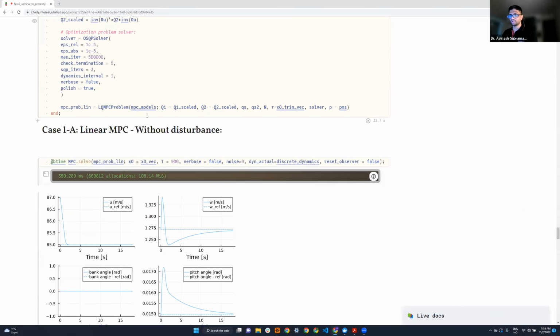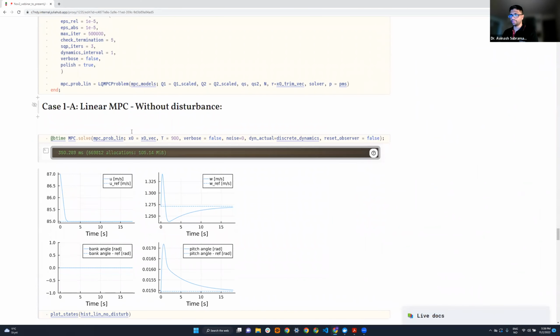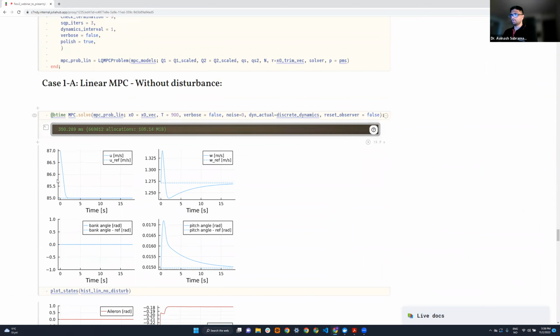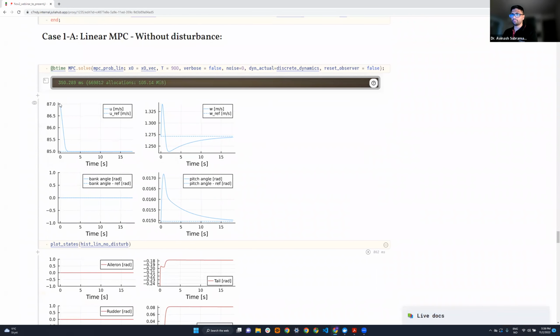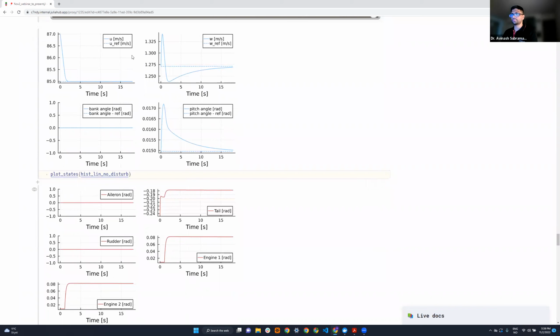So in the first case, if we look at without disturbance, here from the initial state at about 87 meters per second, the trim state is presented here. So we see that we are able to generate a set of control inputs that take the aircraft from this initial state to the trim state.